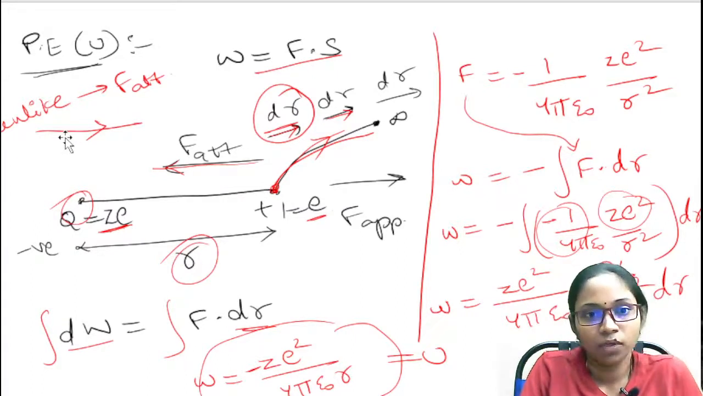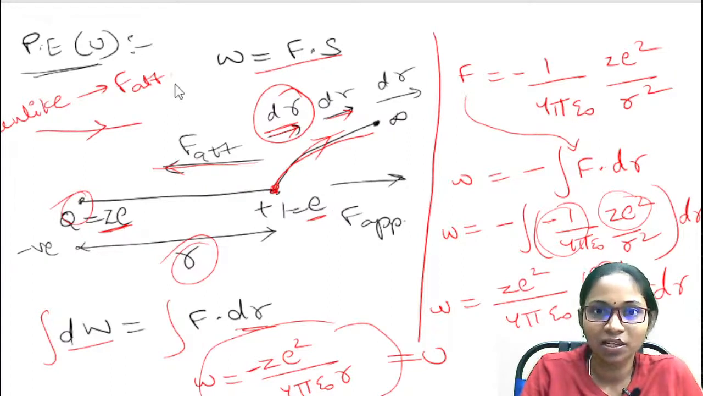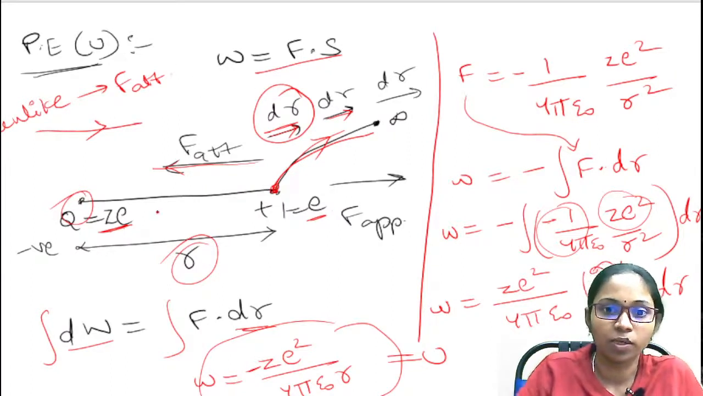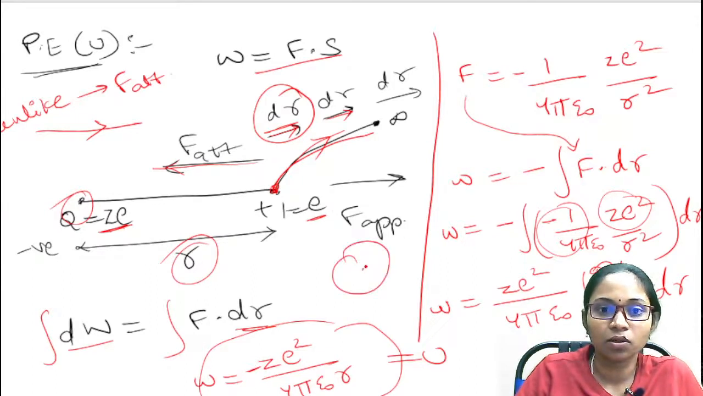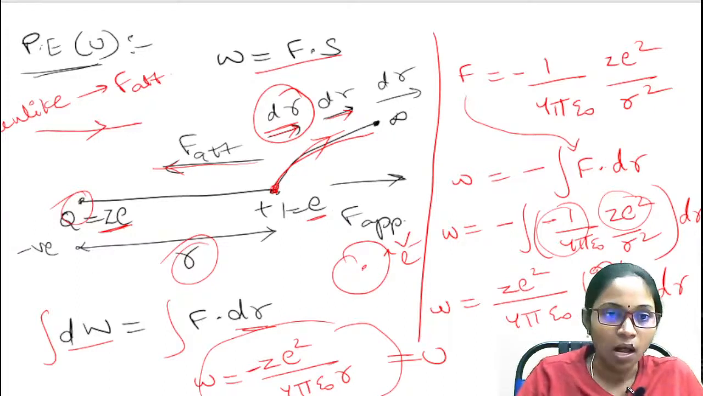So in this way we found out the potential energy of an electron which is revolving in an orbit, that too in a circular orbit. The electron is revolving in a circular orbit with velocity v. I hope your doubt is clear.